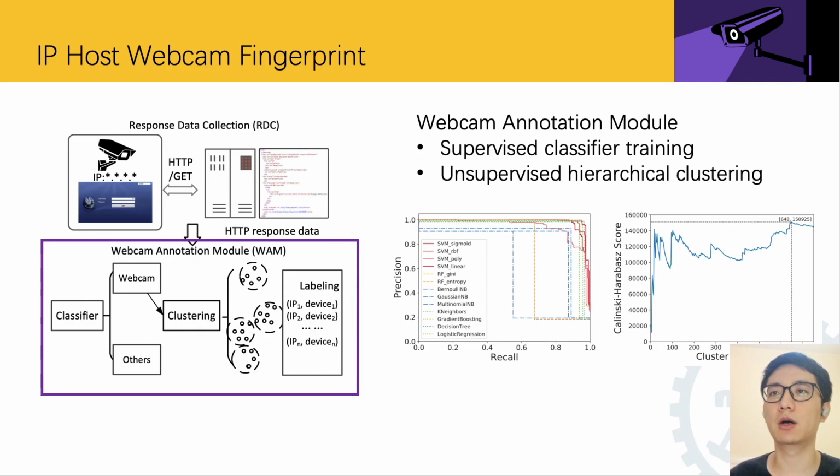In the webcam annotation module, a binary classifier determines whether a packet is from a webcam based on supervised learning algorithms. If a packet belongs to a webcam, we add it to the candidate set. Given the same webcam vendor, their packet payloads should be similar. We leverage unsupervised learning algorithms to partition the candidate set into different groups. The webcam annotation of every group is done through manual inspection.